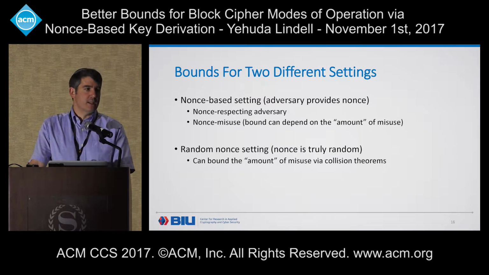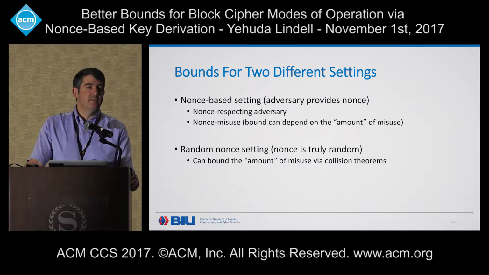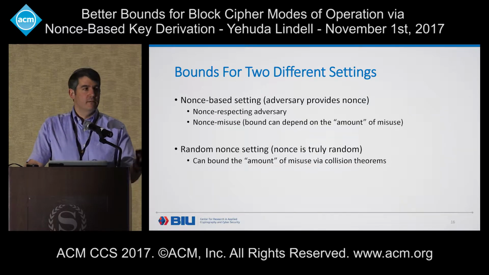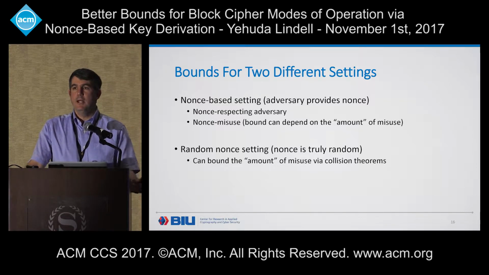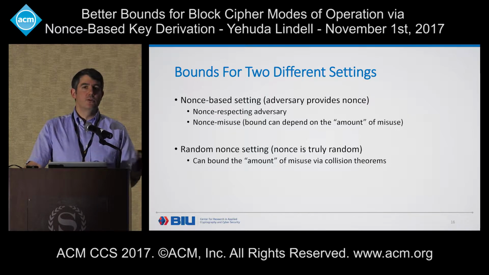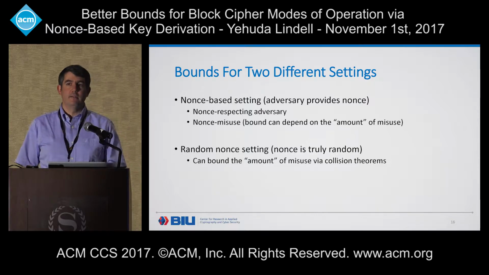But what bounds do we get? So we analyzed our method for 3 different schemes. One, Countermode for chosen plaintext security, AES GCM for authenticated encryption, and AES GCM-SIV for nonce misuse resistance. And we looked at 2 settings for each. What happens when we're in a nonce-based setting? And then you can talk about nonce-respecting adversaries.